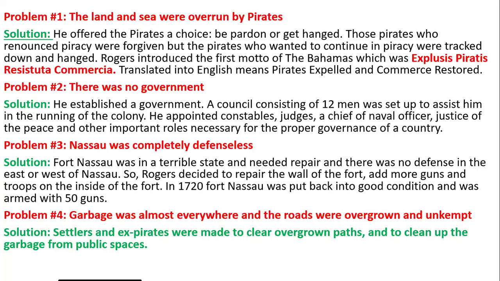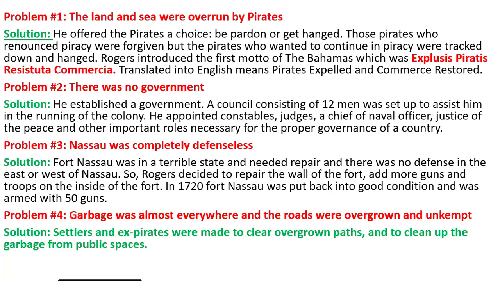The next problem that he encountered was what? The second one. What's the second problem? There was no government. So what did he decide to do? He made a council consisting of 12 men to assist him.